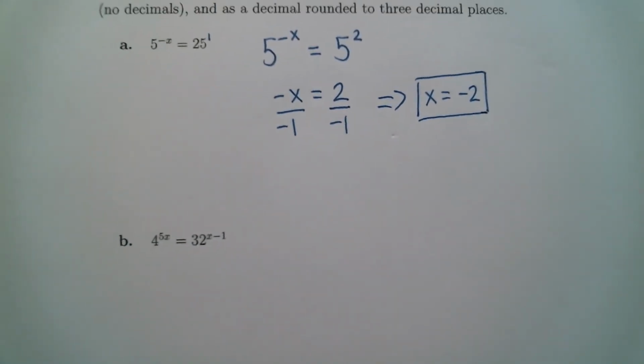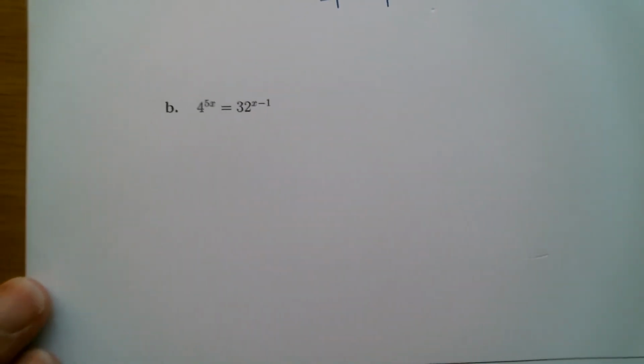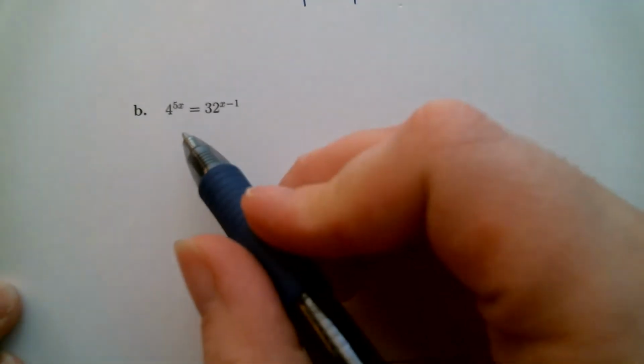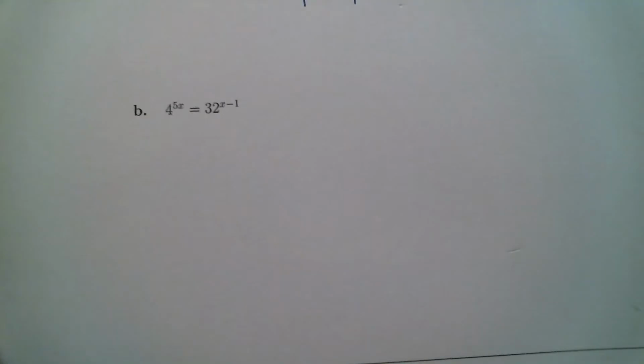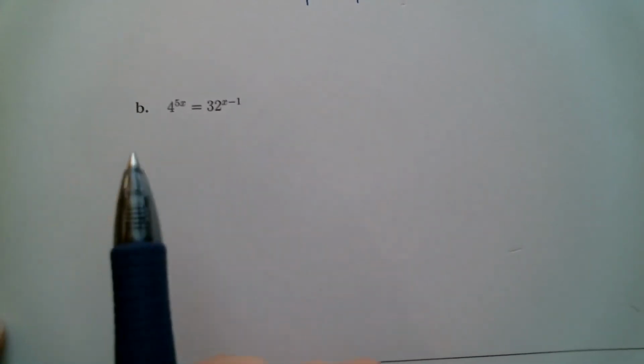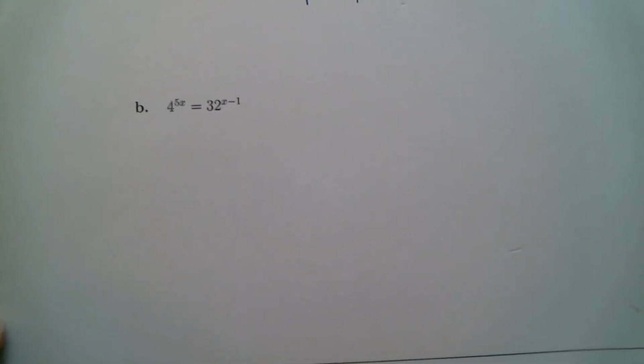All right, let's try the same method on part B, which is a little more complicated. I've got 4 raised to the 5x power is equal to 32 raised to the x minus 1 power. So this is exponential. The x is in the power. You've got an x on both sides, actually. So, we're used to trying to take the bigger number and writing it as a power of the smaller number. So if you try to write 4 to what power is going to give me 32?